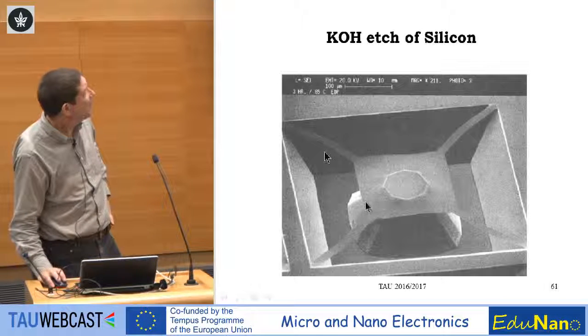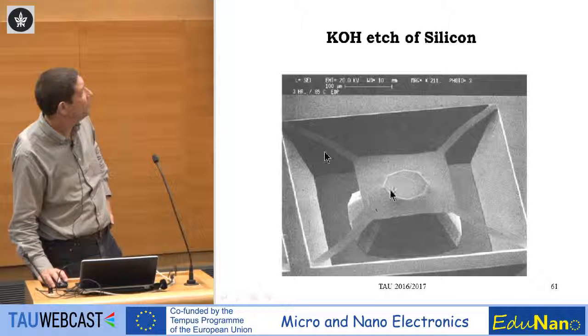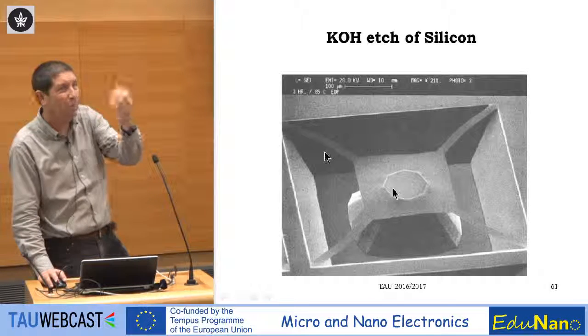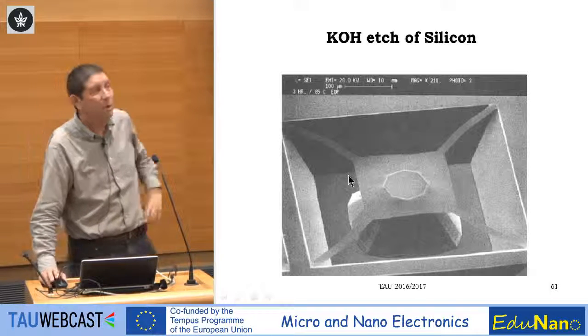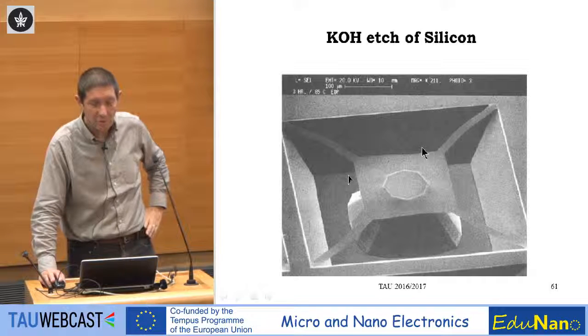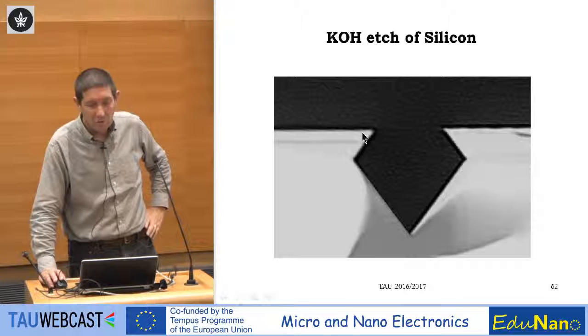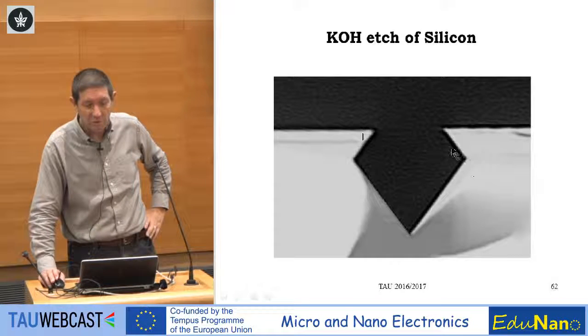And what happens, you see at the bottom, it's a little difficult to see, but this center is still there. There is a pedestal under it, some silicon material under it, which is holding it in the center. And again, if you Google silicon etch by KOH, you can see wonderful pictures. And this is also KOH of silicon. The angle here is approximately 54 degrees.